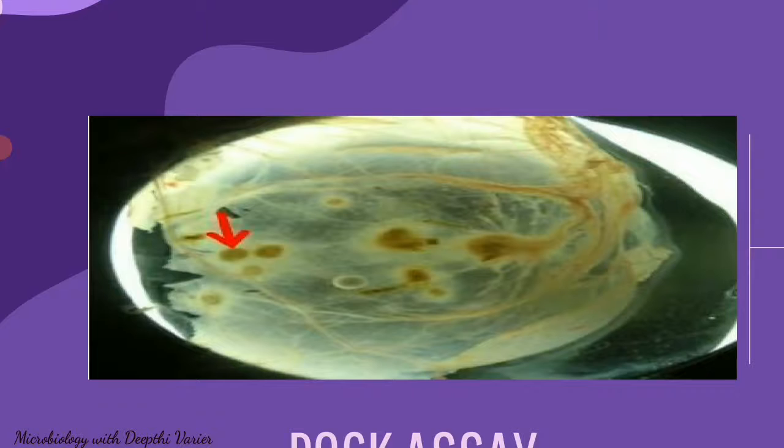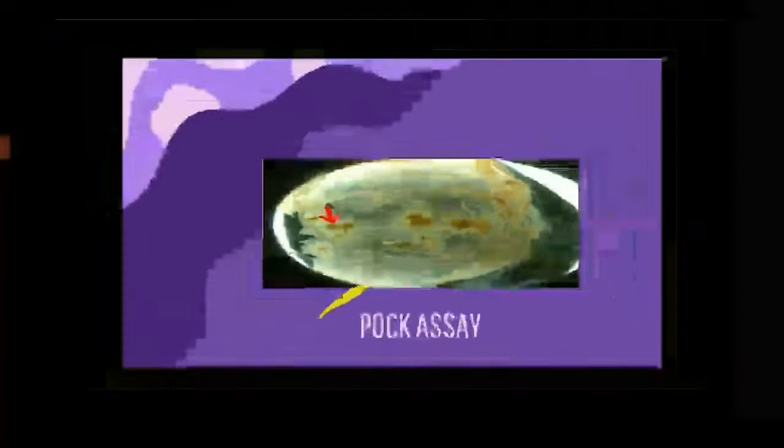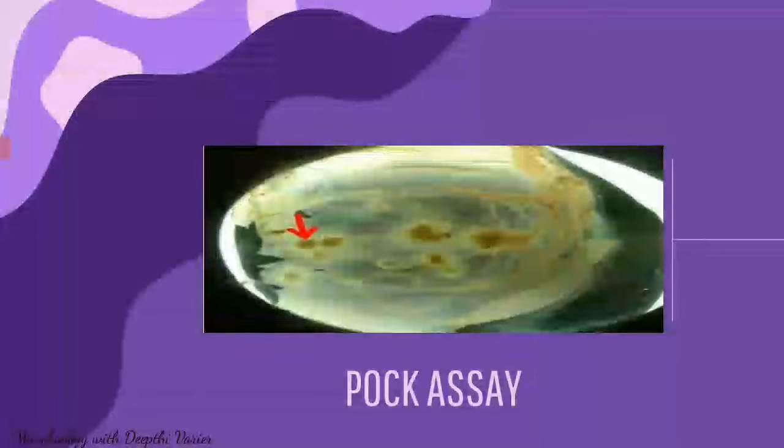The number of POCs formed on the embryonic membranes is counted and then multiplied by the dilution factor to get the final concentration of the viral particles. So a modification of the plaque assay is usually done on a culture medium which has the host cells, whereas the POC assay is done directly on the CAM, that is, the chorioallantoic membrane of the chick embryo.